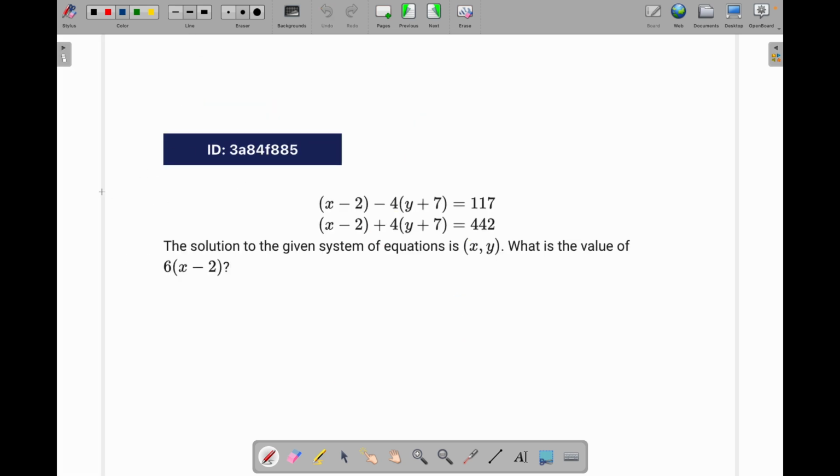The solution to the given system of equations is (x, y). What is the value of 6x minus 2? I'll let you pause, read it, and hopefully solve it. Okay, once you have solved it, we can get into this.